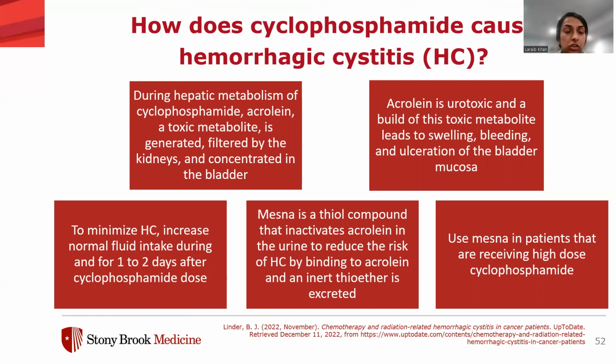So how can we decrease hemorrhagic cystitis occurrence with cyclophosphamide? You can increase the patient's fluid intake, like give them more fluids, during or for 1 to 2 days after the cyclophosphamide. We can also use Mesna, which is a thiol compound that inactivates acrolein. It does that by binding to acrolein and forming an inert thioether, which is able to be excreted. You want to use Mesna in patients that are receiving high-dose cyclophosphamide. Use of Mesna in lower-dose cyclophosphamide isn't really warranted, but could be used.